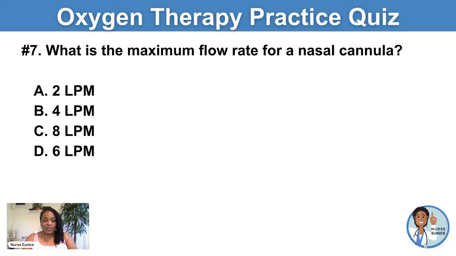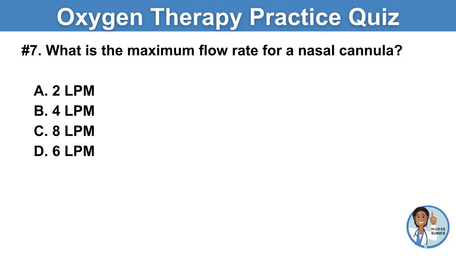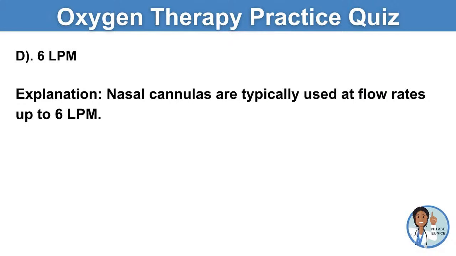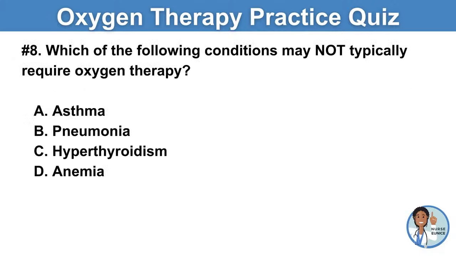Question number 7. What is the maximum flow rate for a nasal cannula? I've said this like 20 times, so you have to get this one right. The maximum flow rate for a nasal cannula. Yes, Ruth, Shasha, Shamika, Erie, Cassandra, you all have the correct response, which is D. So 6 liters per minute is the max for nasal cannula therapy.